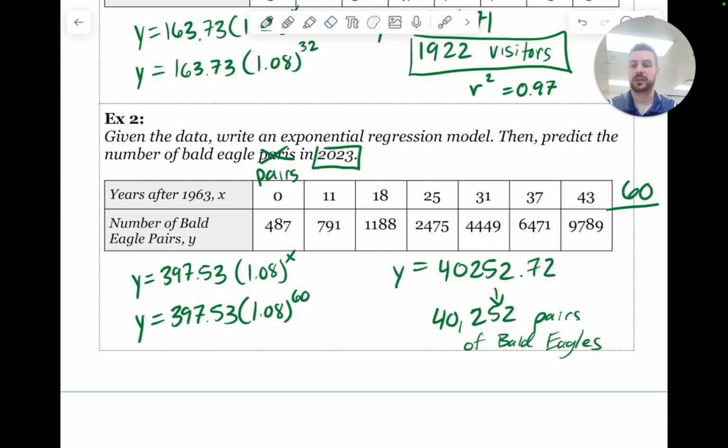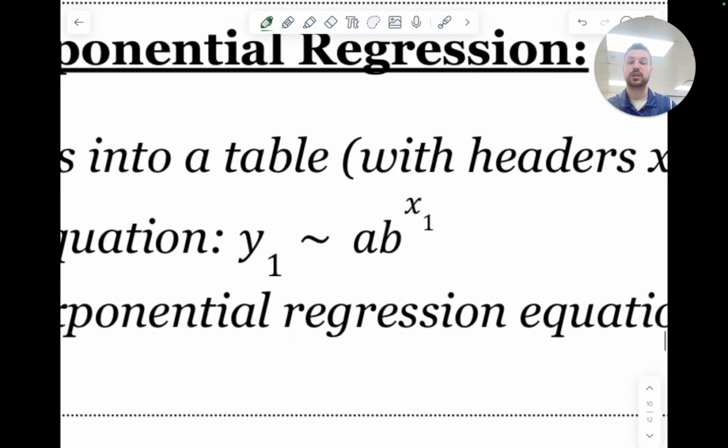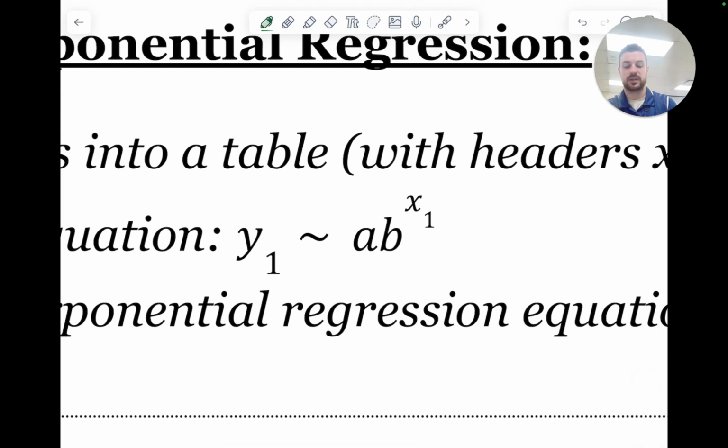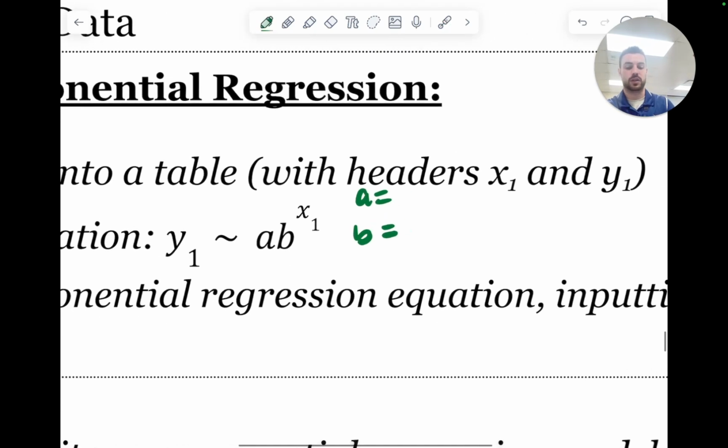All right, so that is essentially how exponential regression is going to work. We're going to use our calculators. We are going to plug in our table values, the data we were given, and then we're going to type this equation right here to tell our calculator, hey, take those values and write me an equation. Again, they will give us a values and b values, and then we're going to use them to plug in to get our model.